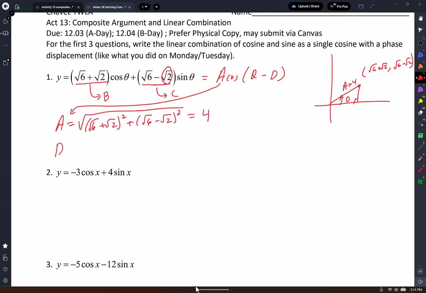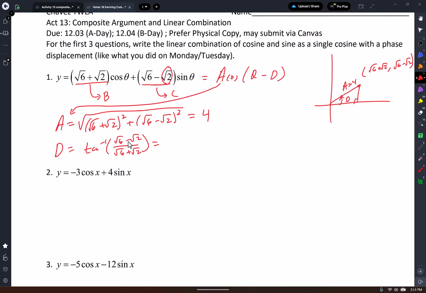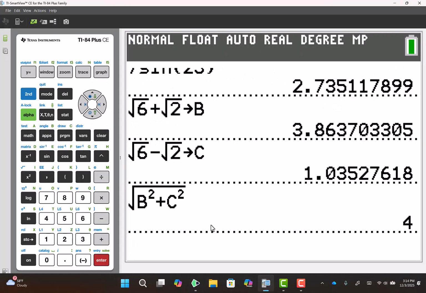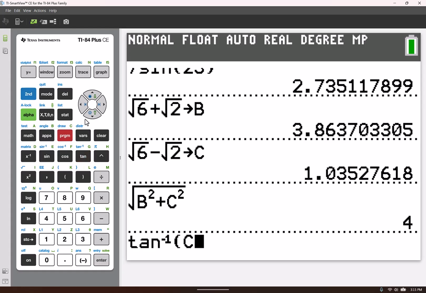So here it is. Angle D is just arctan of this number, opposite over adjacent. So square root of 6 minus square root of 2 over square root of 6 plus square root of 2. And let's see what the calculator gives us. By the way, I already have these stored in my calculator, C and B. So opposite over adjacent, so it's C over B. So look, arctan of alpha C over alpha B.